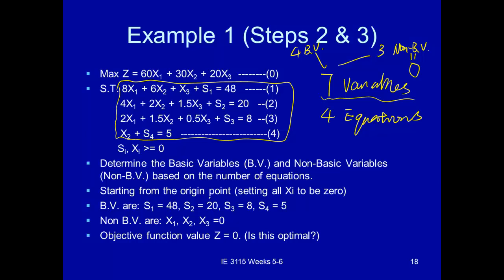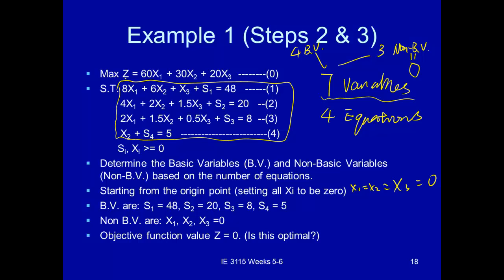So starting from the origin point, okay. Origin point here means x1, x2, x3. We need 3 of them. So x1, x2, x3, they all are 0. Okay. So we'll set x1, x2, x3 all to 0. And then we solve for s1, s2, s3, s4. Those are the basic variables. And our objective function is 0. Is this optimal? For sure not, okay? Because we want to maximize it.